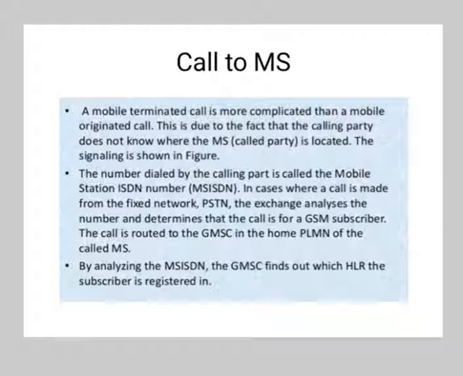The number dialed by the calling party is called the mobile station ISDN number. In cases where a call is made from the fixed network, the PSTN or the exchange analyzes the number and determines that the call is for a GSM subscriber. The call is routed to the GMSC in the home PLMN of the called MS. By analyzing the MSISDN, the GMSC finds out which HLR the subscriber is registered on.